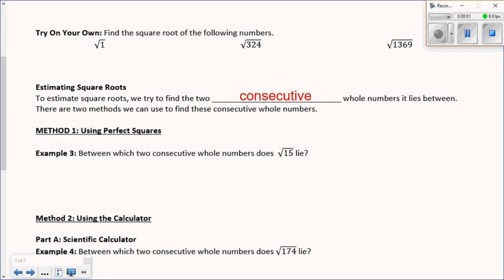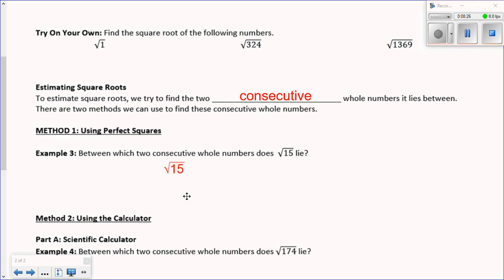Sorry, not example 1. Method 1. This is example 3. We're going to use perfect squares to figure this out. Okay? So, example 3, we need to find between which 2 consecutive whole numbers the square root of 15 lies. So the way that we do this is we look at the number under the radical, the 15.